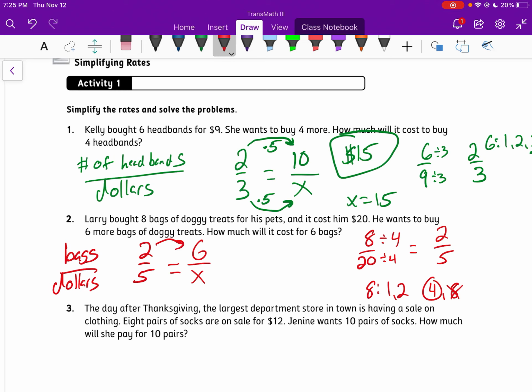Now I have a way to get from 2 to 6, which is times 3. 2 times 3 is 6. So I'm going to do 5 times 3, which will give me 15. Okay, so how much will it cost for 6 bags? The 6 bags will cost $15.